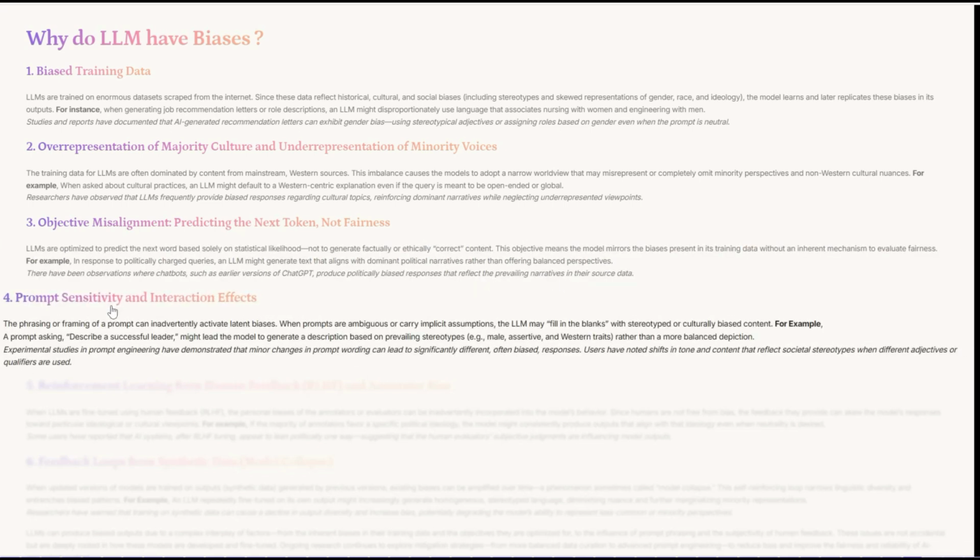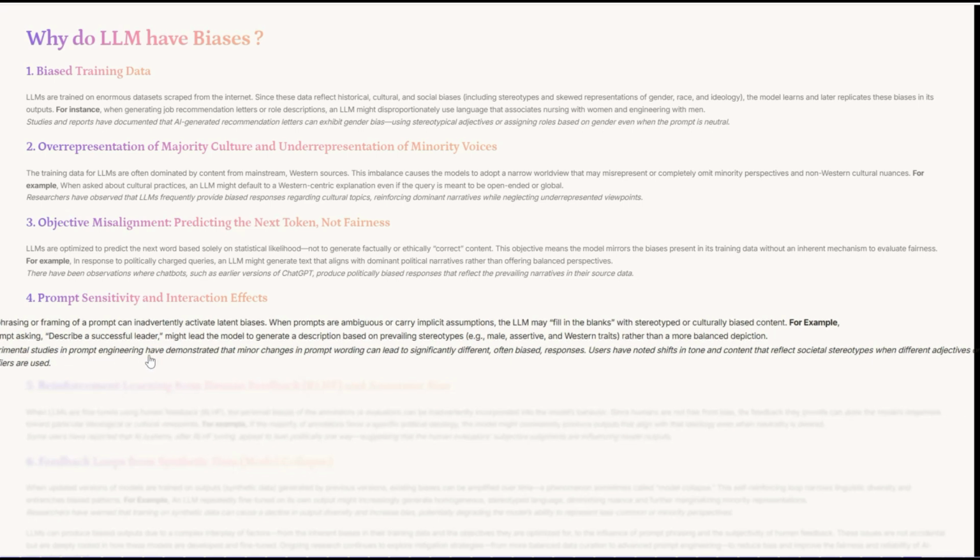Fourth could be due to prompt sensitivity and interaction effects. The phrasing or framing of a prompt can inadvertently activate latent biases. When prompts are ambiguous or carry implicit assumptions, the LLM may fill in the blanks with stereotyped or culturally biased content. For example, a prompt asking, "Describe a successful leader," might lead the model to generate a description based on prevailing stereotypes, e.g., male, assertive, and Western traits, rather than a more balanced depiction.